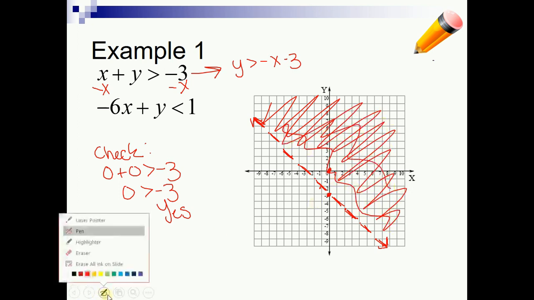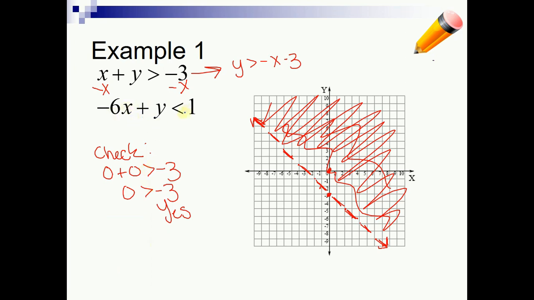Now, here's where those second colors come into play. A second color for the next equation is going to make it easier for you to see where they intersect. Otherwise, if you have the same color, it's not going to work out. So let's get this guy with y alone. So I'm going to add 6x. So I get y is less than 6x plus 1. I'm going to start at 1, up 6, 1, 2, 3, 4, 5, 6, over 1. Can't go up anymore. So I can go down 6 over 1, and then can't go down anymore.